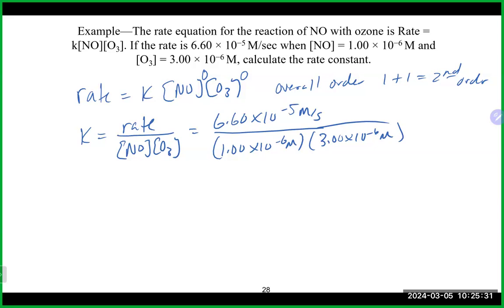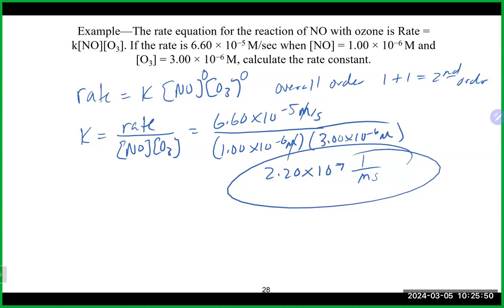looks like maybe like a 2.20 times 10 to the 7 in this case. Unit-wise, we are looking at molarity and molarity canceling, and that's again going to give us 1 over molar seconds in this particular case, which, as you can see, same units that we had for the previous one that was also second order overall as well.